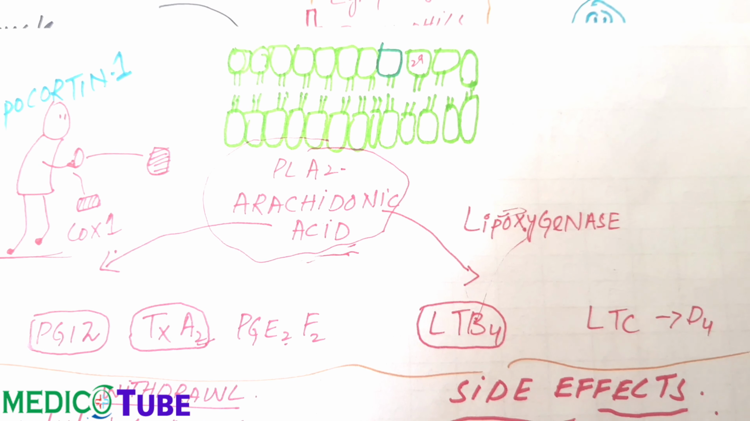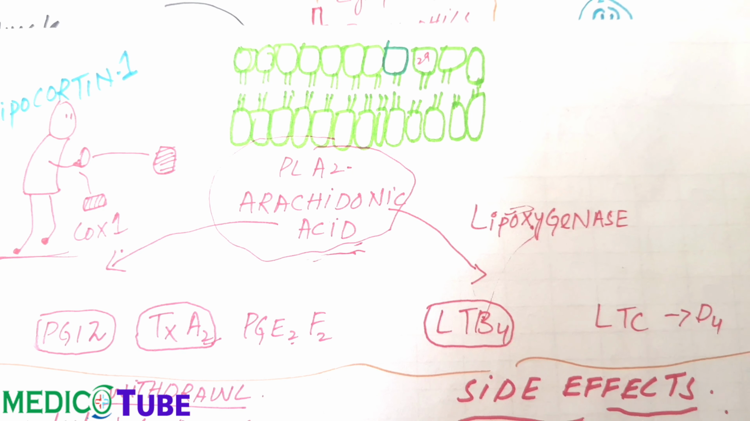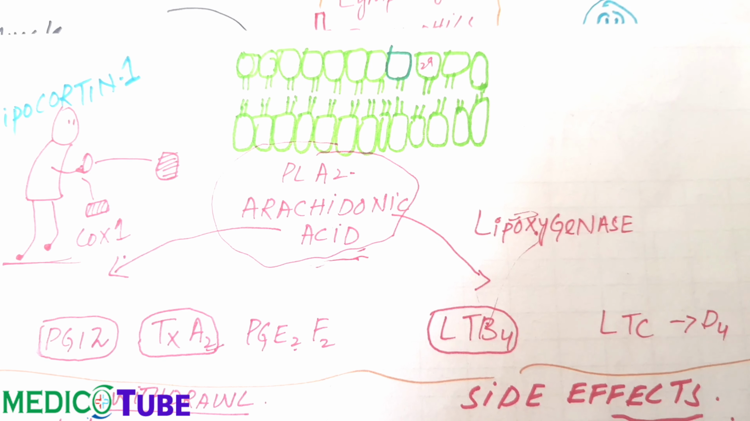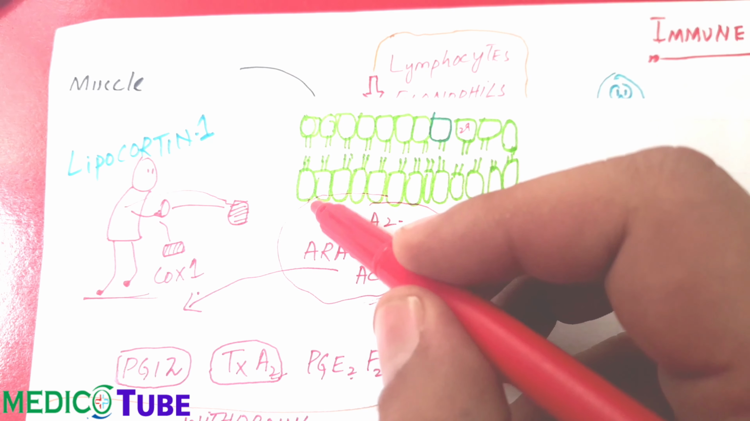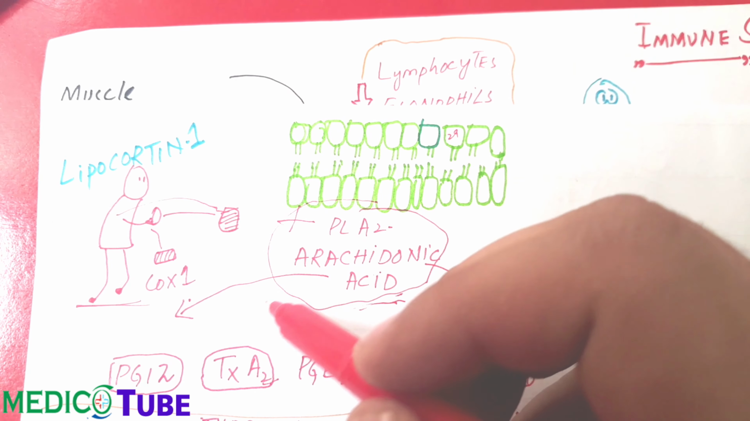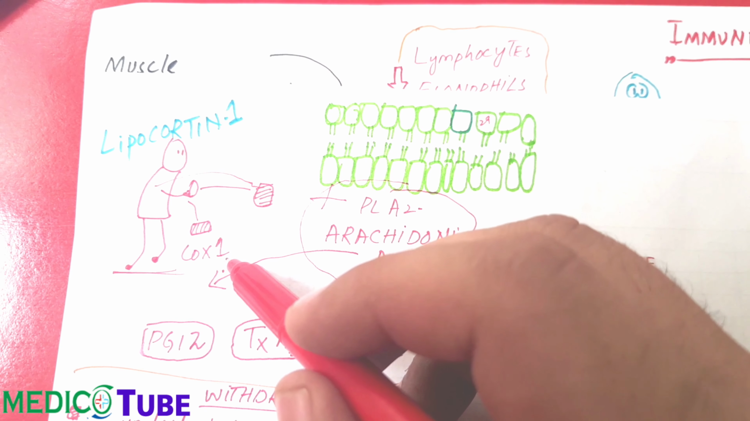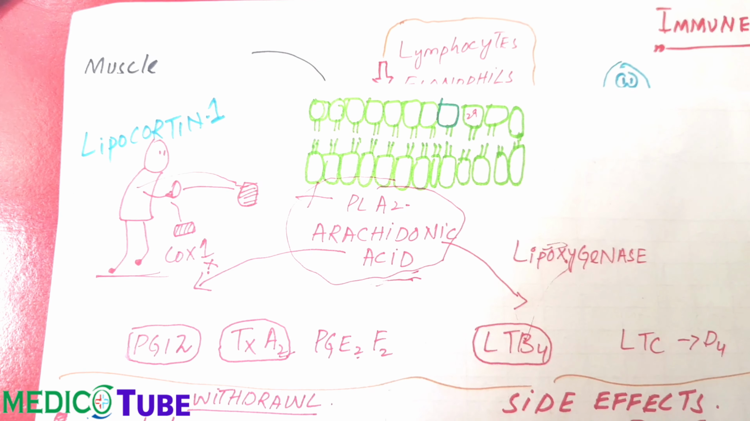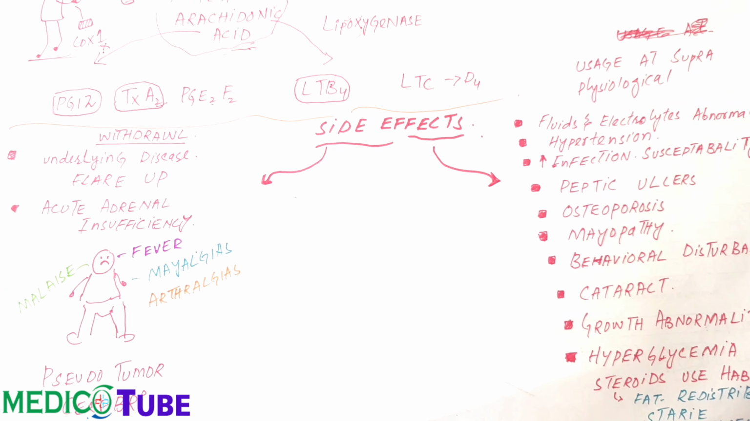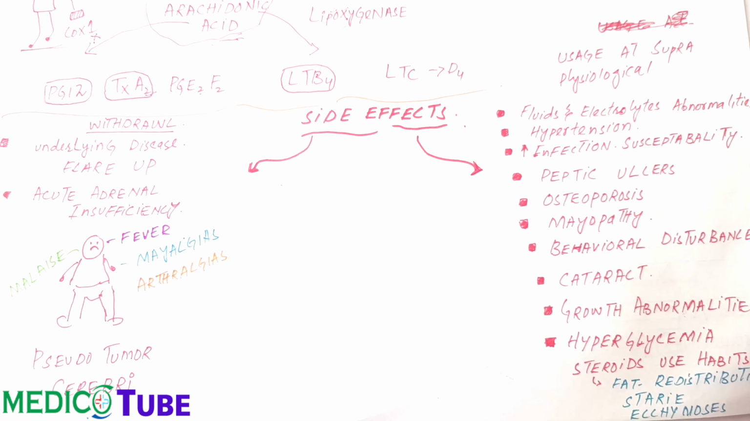Let's see. Steroid goes into the cell and causes the cell to produce lipocortin 1. Lipocortin 1 then enters and blocks the phospholipase A2 enzyme, and it can block the COX2 enzyme. So as a result, the inflammatory system goes down. So the steroid has such a huge effect.